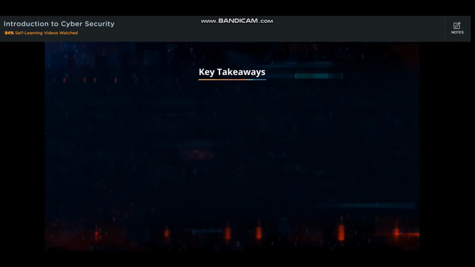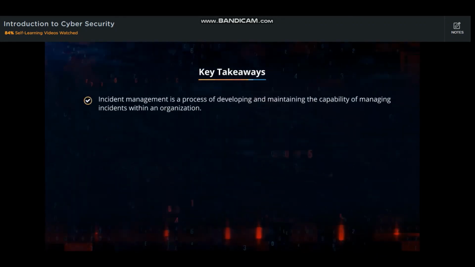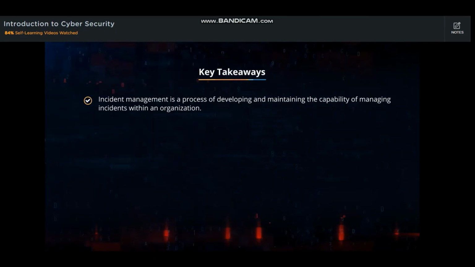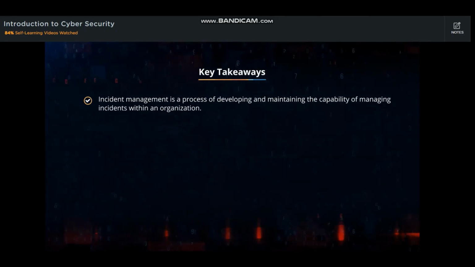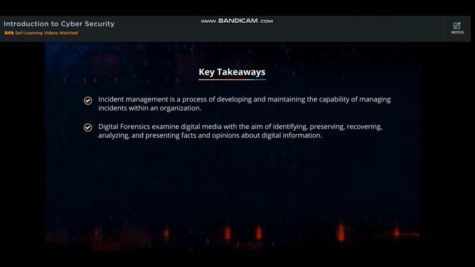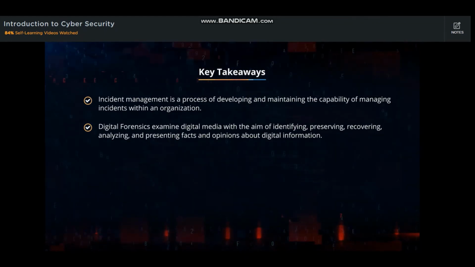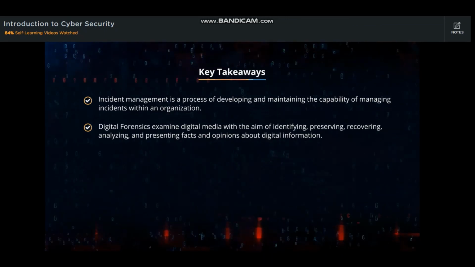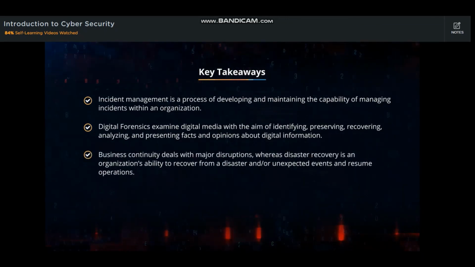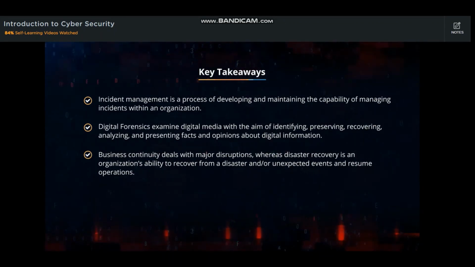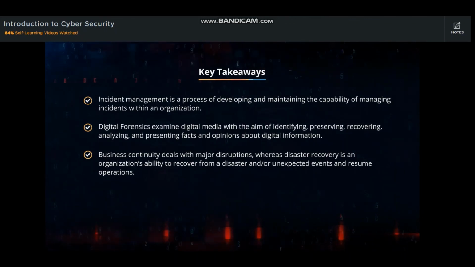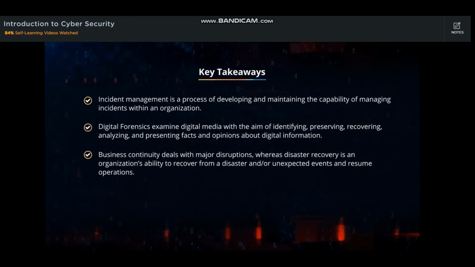Let us review some key points covered in this lesson. Incident management is a process of developing and maintaining the capability to manage incidents within an organization. Digital forensics examines digital media with the aim of identifying, preserving, recovering, analyzing, and presenting facts and opinions about digital information. Business continuity deals with major disruptions, whereas disaster recovery is an organization's ability to recover from a disaster and/or unexpected event and resume operations.